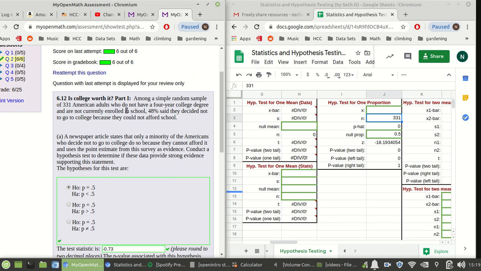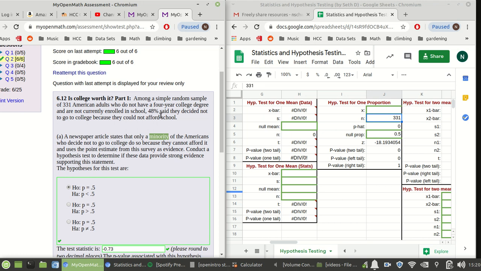It says, is college worth it? Part 1. Among a simple random sample of 331 American adults who did not have a four-year college degree, and are not currently enrolled in school, 48% said they decided not to go to school because they could not afford it. A newspaper article states that only a minority of the Americans, so we'll have to come back to this word in a second, who decide not to go to college do so because they cannot afford it, and uses the point estimate from the survey as evidence. Conduct a hypothesis test to determine if these data provide strong evidence supporting the statement.